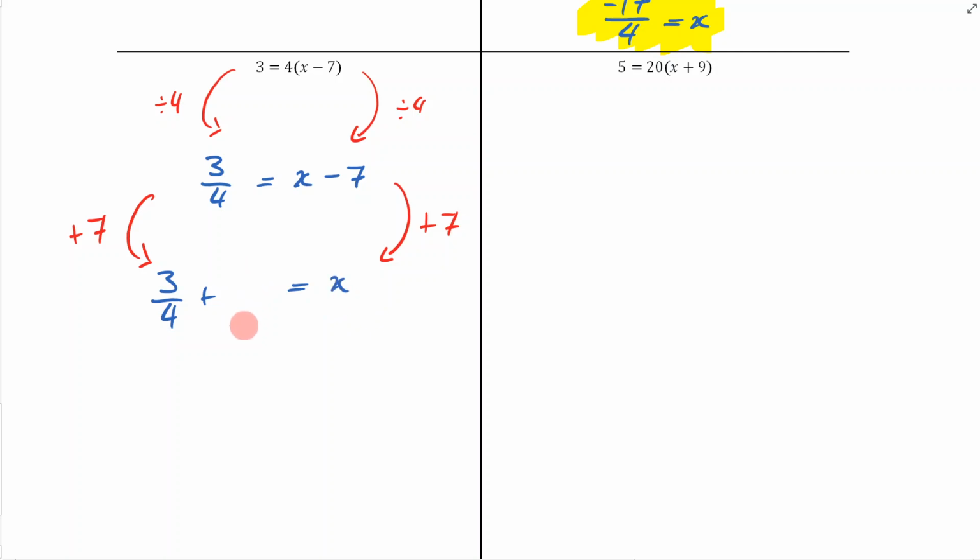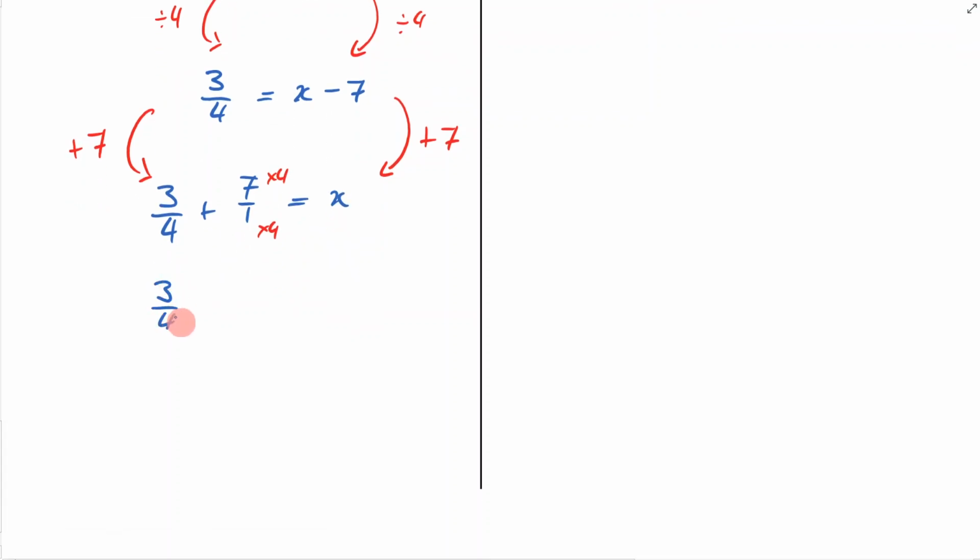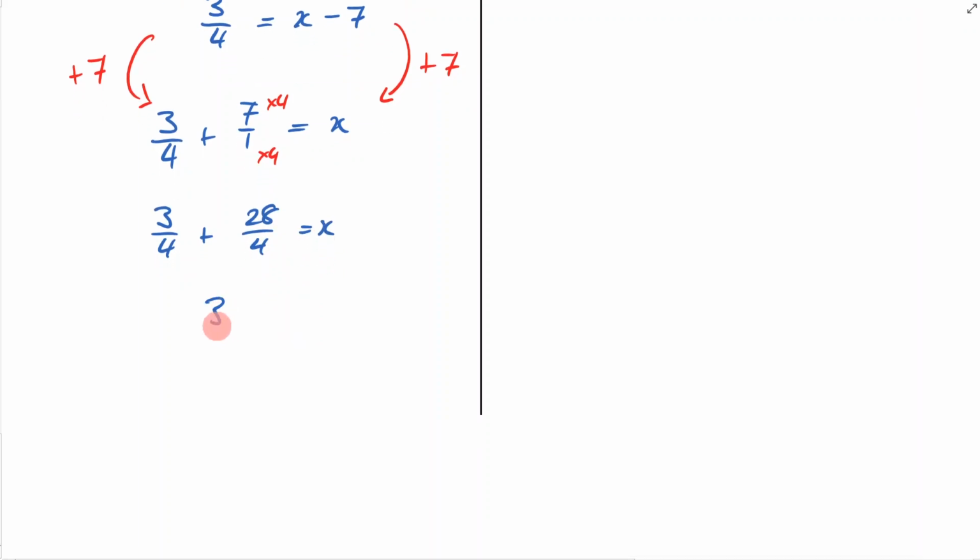Now this is where you have to remember that this is the same as 7 on 1. So in order to get this to be the same, I'm going to have to times this by 4 and this by 4. So I'm going to end up with 3 on 4 plus 28 on 4 is equal to x. Then 3 plus 28 is 31 on 4. That can't be simplified, so I leave my answer as that.